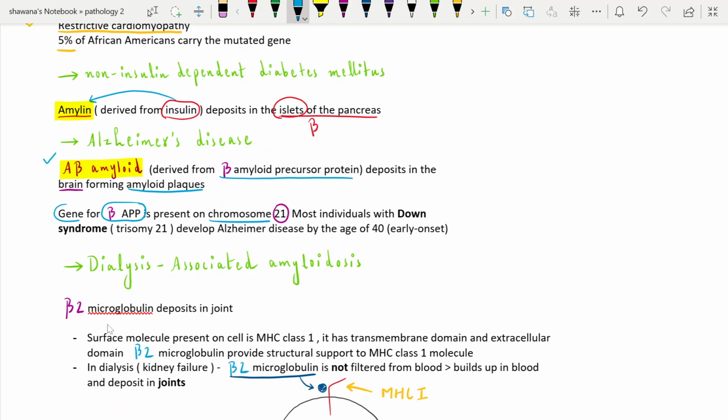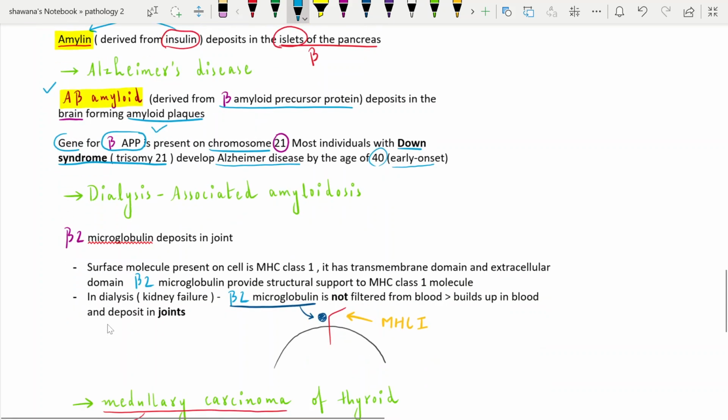Recall from your secondary level biology that trisomy of chromosome 21 is known as Down syndrome. When there is Down syndrome, there is a trisomy of the 21 chromosome. The gene for the beta amyloid precursor protein will be activated earlier. It means that those people with Down syndrome will develop Alzheimer's disease by the age of 40. It's the early onset. They would develop the disease earlier than would be expected. Okay, so this was for Alzheimer's disease.